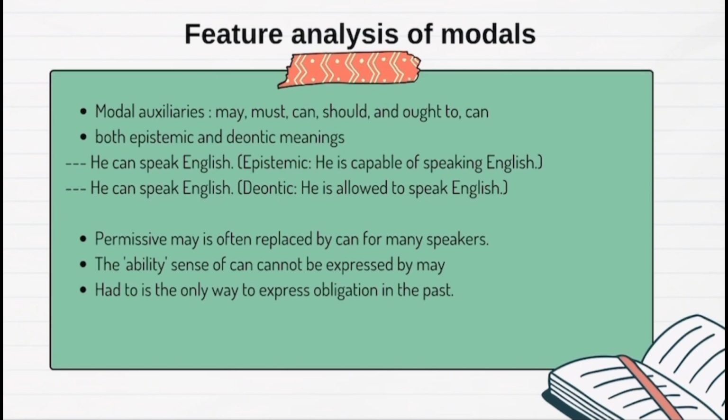Permissive may is often replaced by can for many speakers. The ability sense of can cannot be expressed by may. Had to is the only way to express obligation in the past.